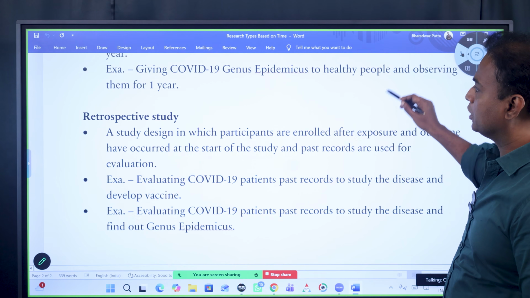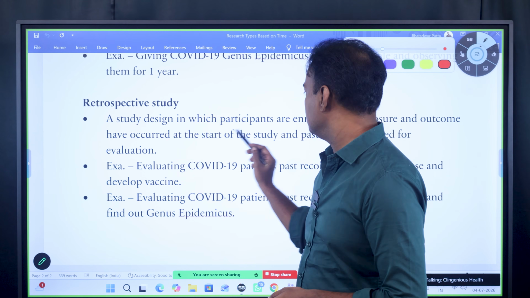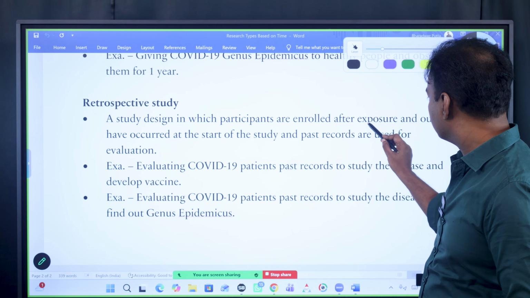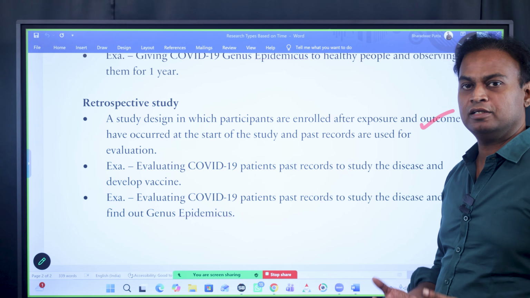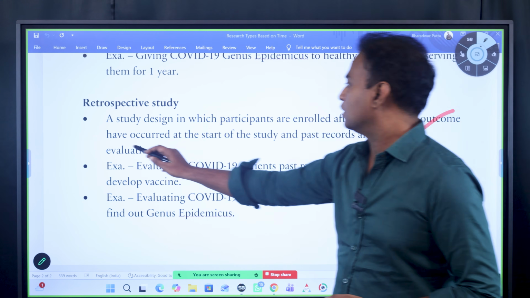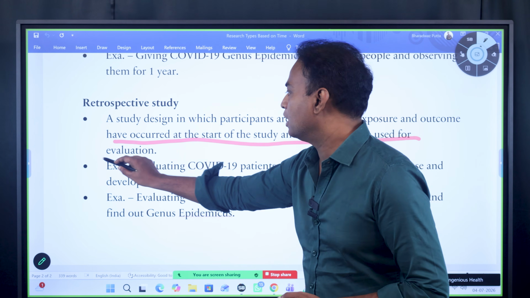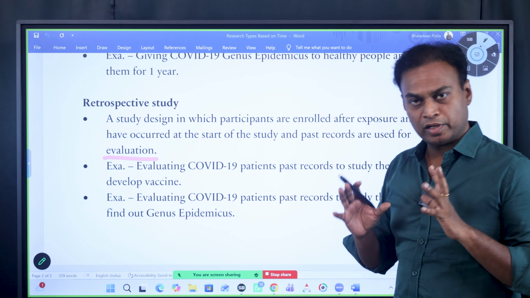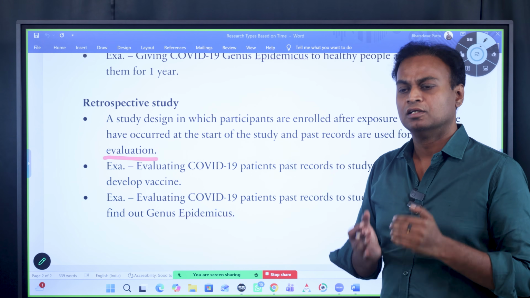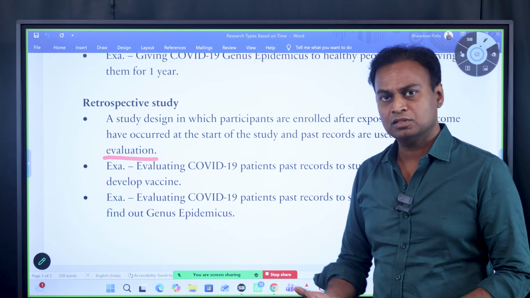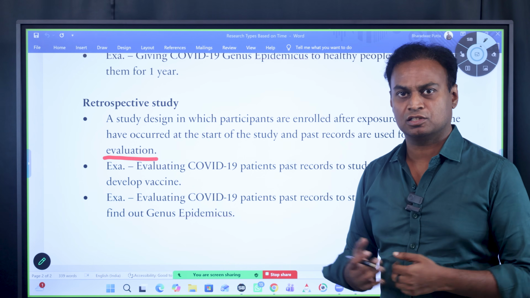And what is a retrospective study? This is exactly opposite. A study designed in which participants are enrolled after the exposure and outcome. Here, there is exposure already and there is outcome already that have occurred at the start of the study, and past records are used for evaluation. So here you have patients who have developed the disease at the start of the study, and what you are doing is going backwards and reading their documents to get some research findings.